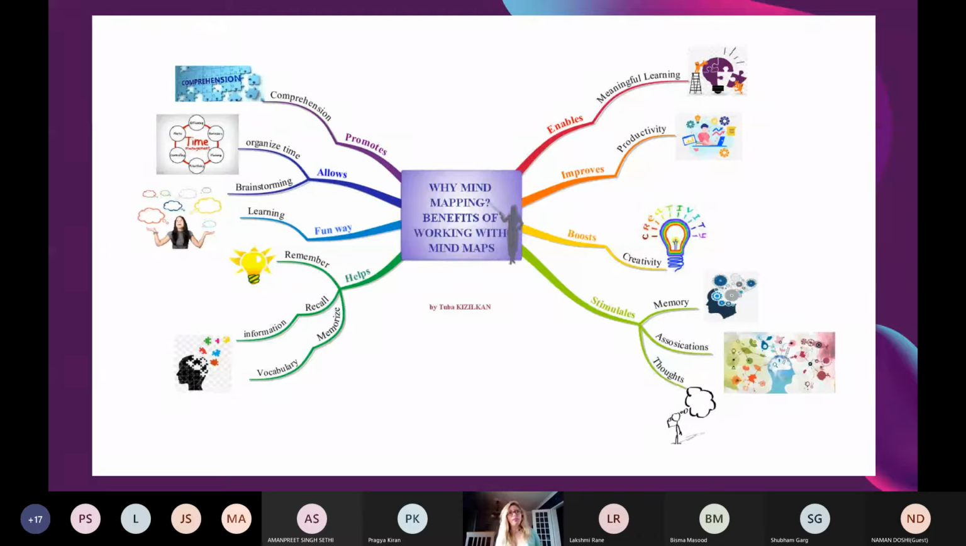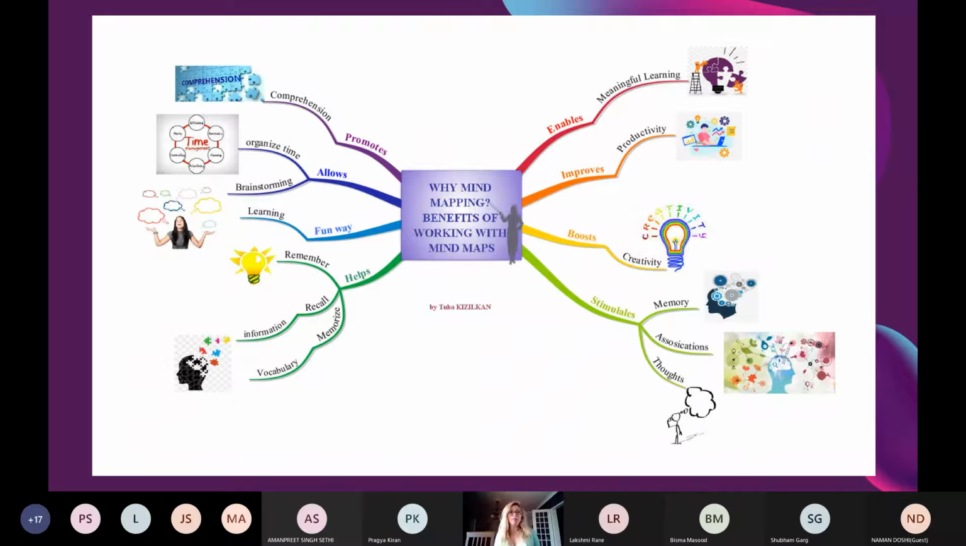And of course, it's a fun way. So the brain loves learning in a fun way. When it gets bored, it does not want to learn. And learning a language actually requires having fun. Otherwise, you wouldn't like to learn it. You wouldn't go on with the process. You probably would like to stop learning the language or vocabulary or whatever you're trying to learn. So it allows you to organize your time. It's a great time saver, I can say.